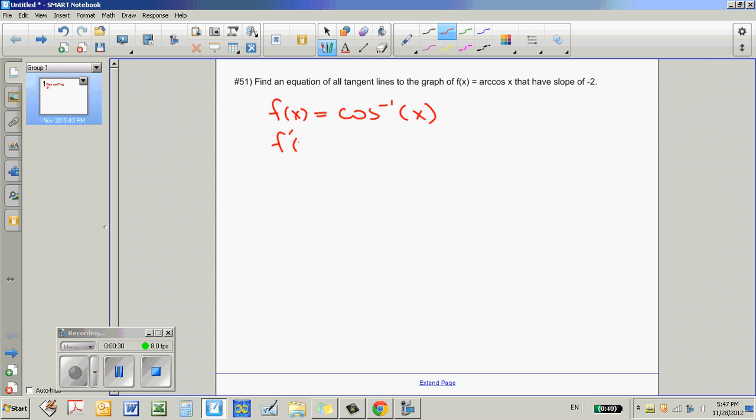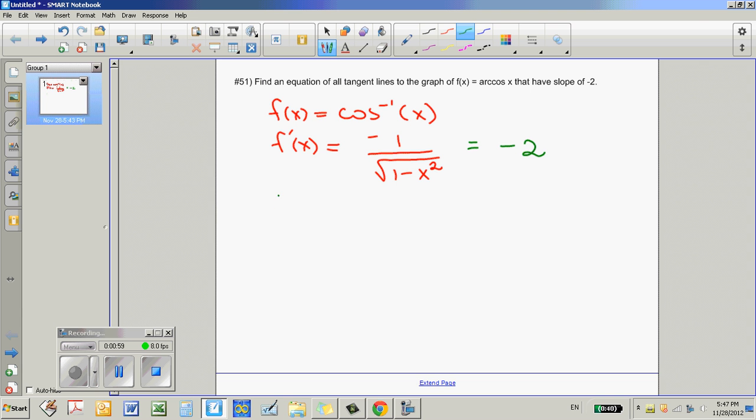And this is just a formula, so you have to memorize that it's 1 over square root of 1 minus x squared. But it's negative because it's cosine. Okay. So you are looking for places where this is specifically -2.